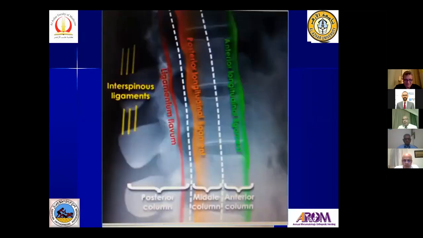This is the lateral view of the lumbar spine, and this is the three column theory of the fracture, which indicates stability or instability. If two columns are injured, it means that this fracture is unstable. And it's very important to know the interspinous ligament and the space. And this is the three columns. This is the anterior column, from the anterior longitudinal ligament to the one-third of the body. And this represents the middle column, and this is the posterior column.